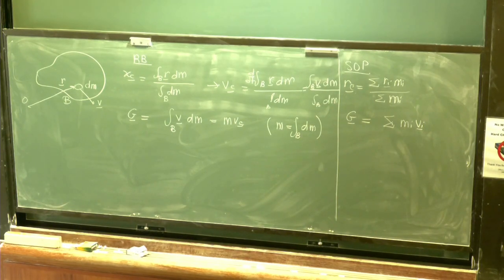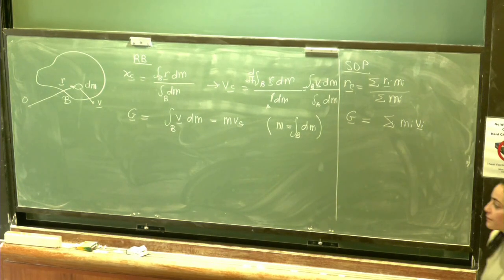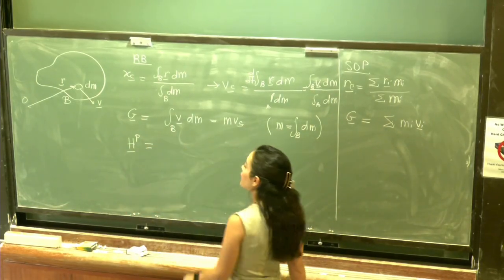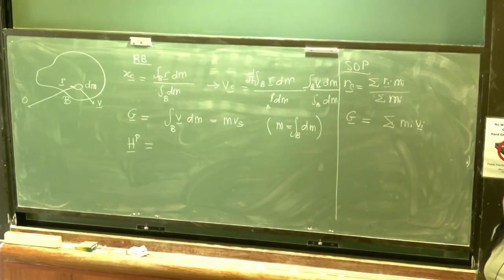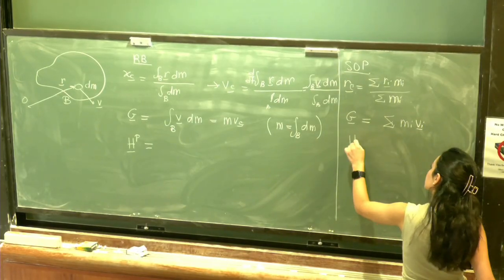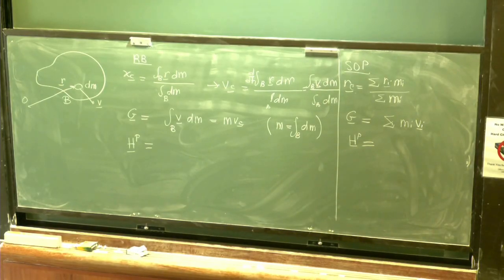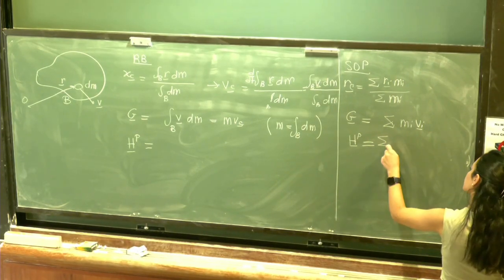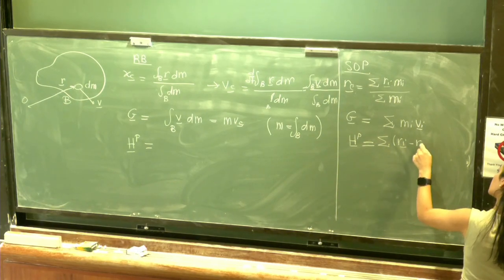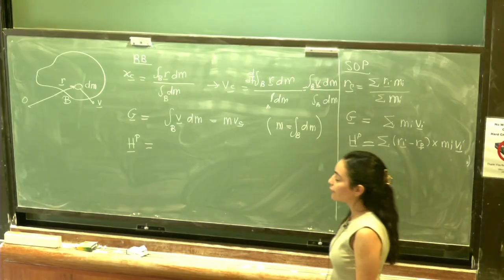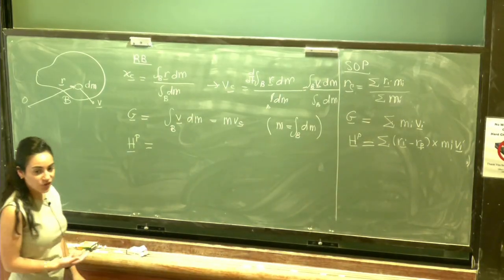Okay, what's next? Angular momentum. How do I calculate the angular momentum of a system of particles about any point P? About any point P. Exactly. ri minus rP. Okay, and how will I do that for a rigid body?